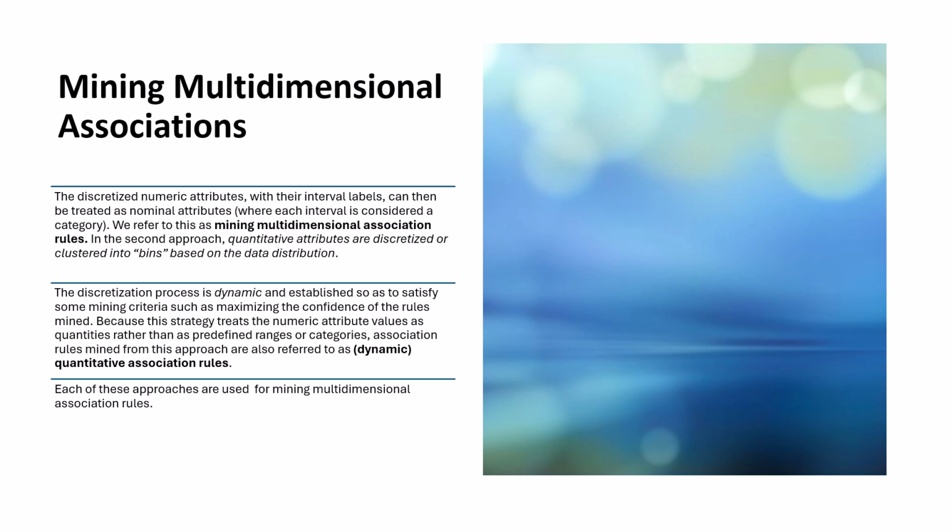In the second approach, quantitative attributes are discretized or clustered into bins based on the data distribution. The discretization process is dynamic and established so as to satisfy some mining criteria, such as maximizing the confidence of the rules mined. Because this strategy treats the numeric attribute values as quantities rather than as predefined ranges or categories, association rules mined from this approach are also referred to as quantitative association rules. Each of these approaches is used for mining multi-dimensional association.